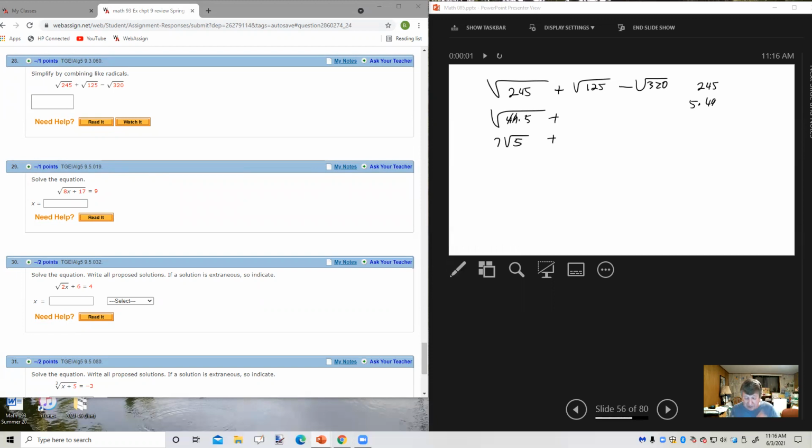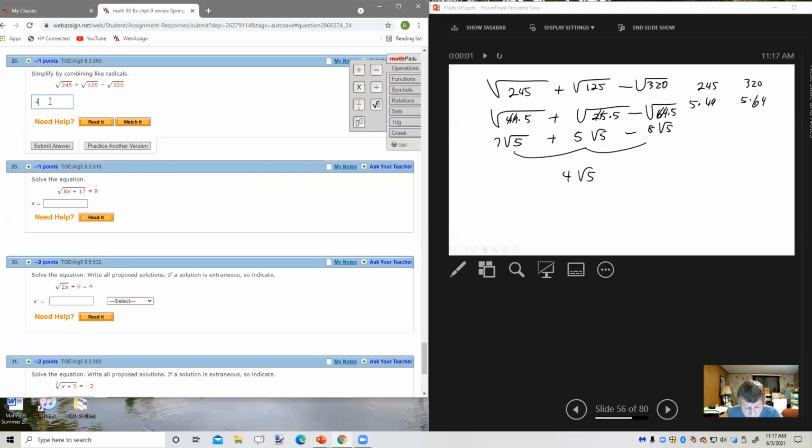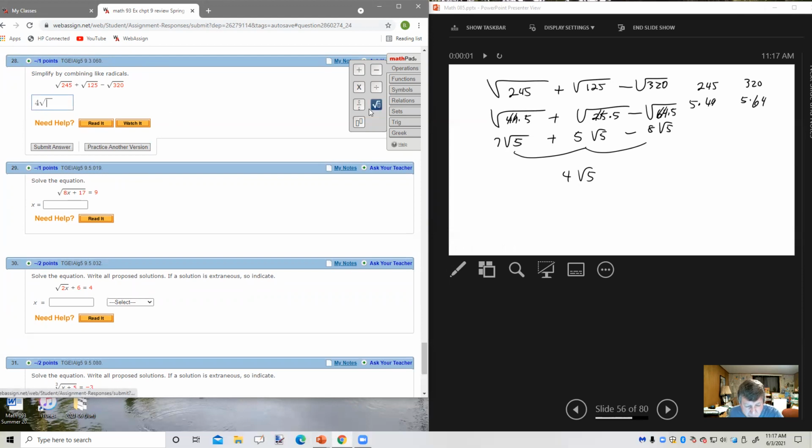So 7 square roots of 5. Okay, 125 is 25 times 5. The square root of 25 is 5 outside, so plus 5 square roots of 5. And how about 320? 320 divided by 5 is 64. That's a perfect square. The square root of 64 is 8 outside. So I've got 7 square roots of 5 plus 5 square roots of 5 minus 8 square roots of 5. So they're all like terms. 7 plus 5 is 12, minus 8 is 4. So 4 square roots of 5.